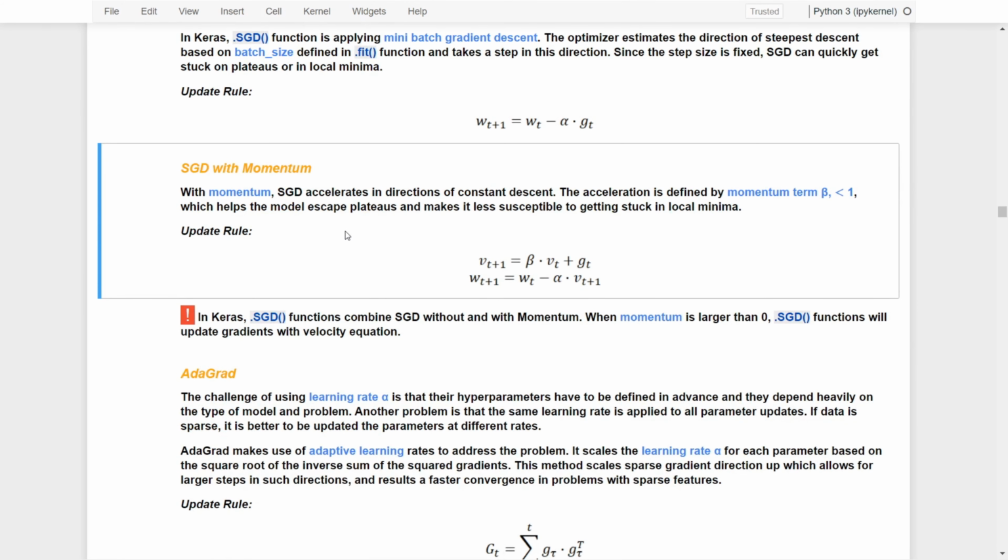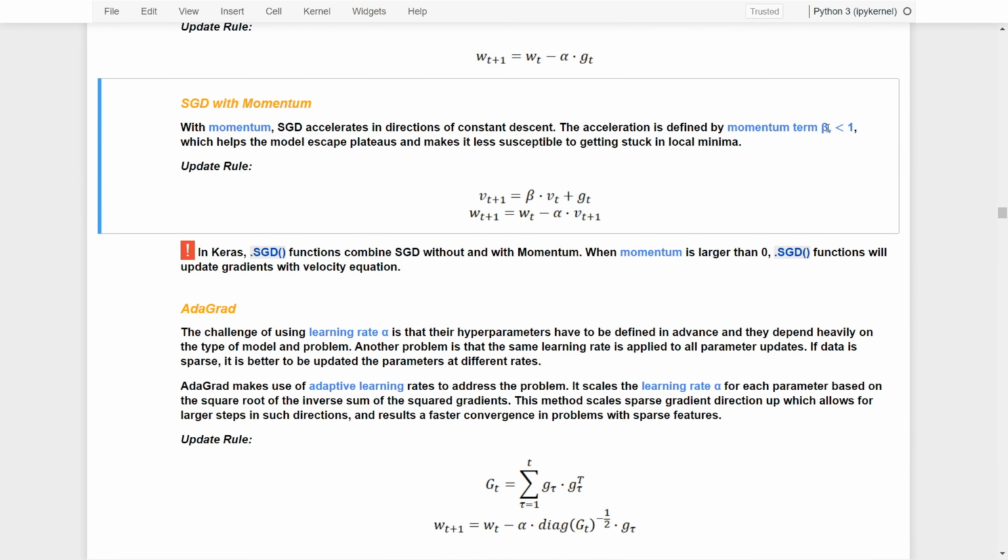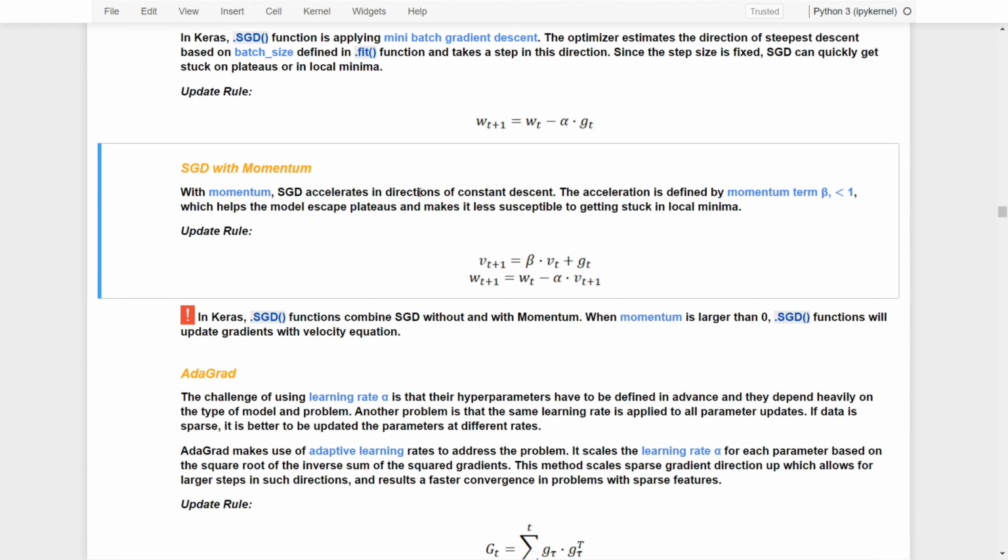In that case, we would like to introduce momentum to the SGD function to make it accelerate in the direction of constant descent. That means if it predicts correctly toward the global minima or the local minima, it will speed up the training in that direction with the momentum. The acceleration is defined by the momentum beta, which is less than 1, which helps the model escape the plateau or local minima and makes it much easier to escape from that problem.